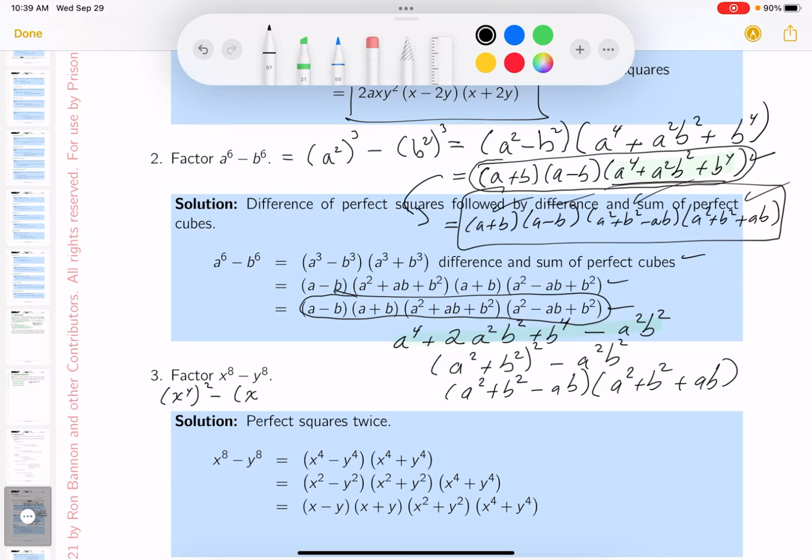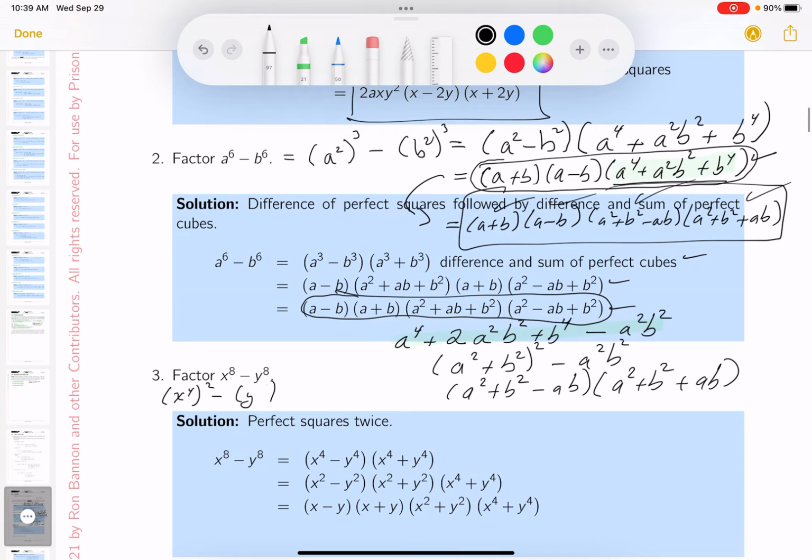And you're going to get much better. I'm sorry, I made a mistake already. That's why, isn't it? And I can do it. And when you get over there, you would get x^4 minus y^4 times x^4 plus y^4. All right?